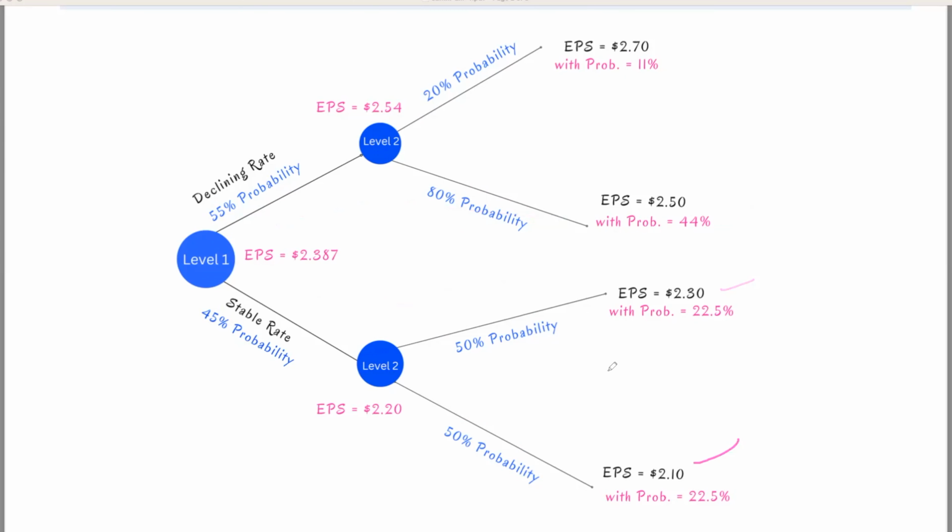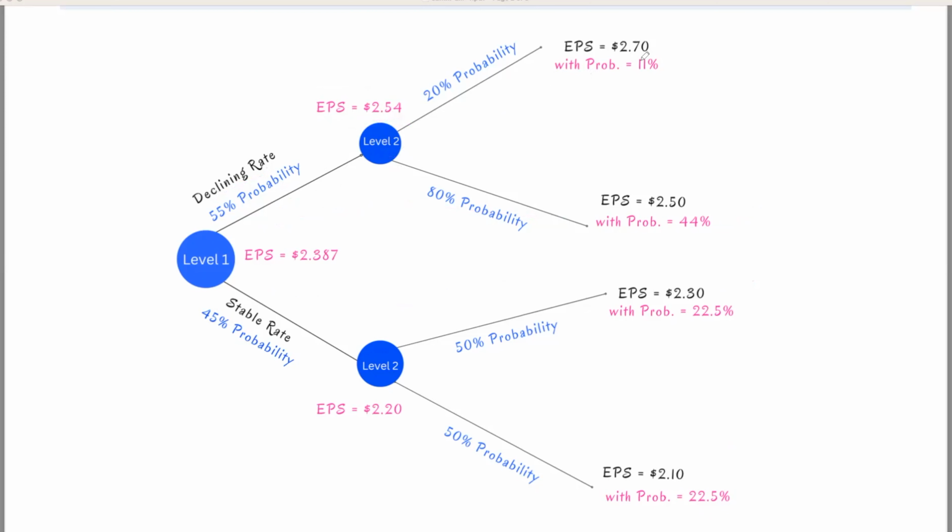Okay, so we've got our tree. Now let's talk about conditional expectations. This is where we ask, given a specific scenario, what's the expected value? This concept helps us determine the expected value within a specific scenario. For instance, consider the declining interest rate environment. The expected EPS under this scenario would be $2.54.